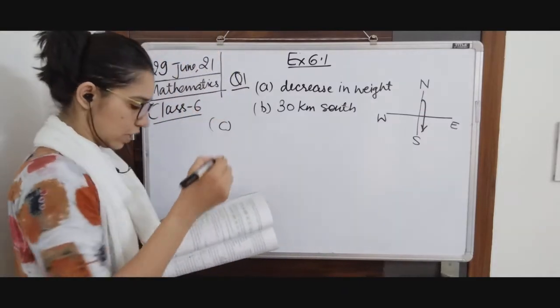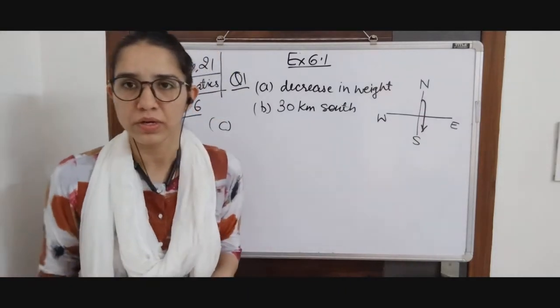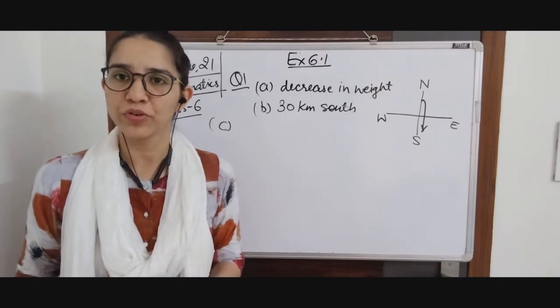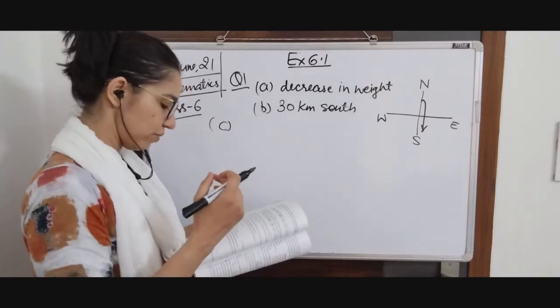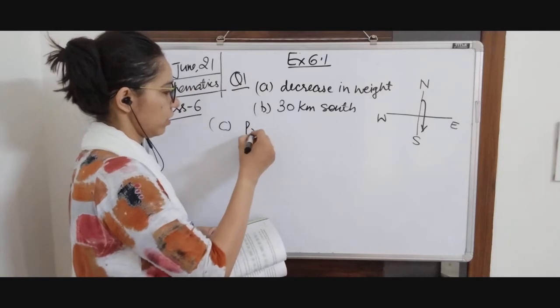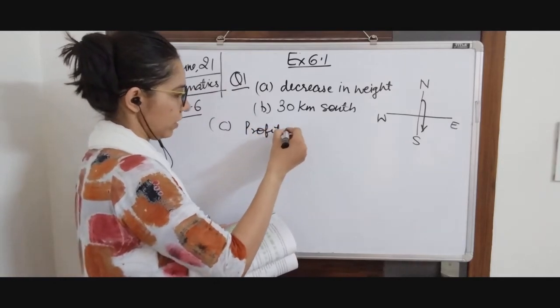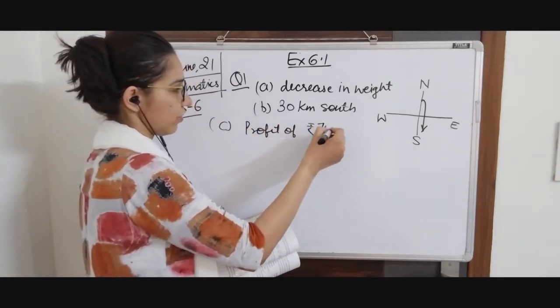C is loss of rupees 700. Loss opposite will be profit. So if we will be having profit of rupees 700.